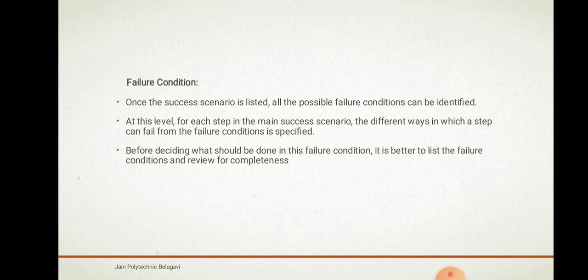Next is failure conditions. Once the success scenario is listed, all the possible failure conditions can be identified. At this level, for each step in a success scenario, the different ways in which the step can fail are specified. So at this level we also have to specify under what condition the product may fail. Before deciding what should be done in this failure condition, it is better to list the failure conditions and review them for completeness.